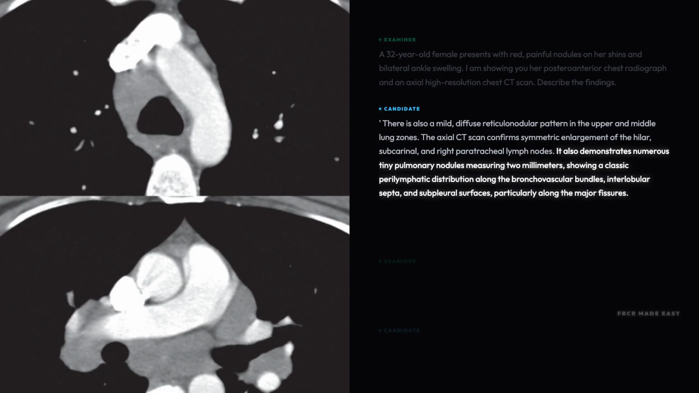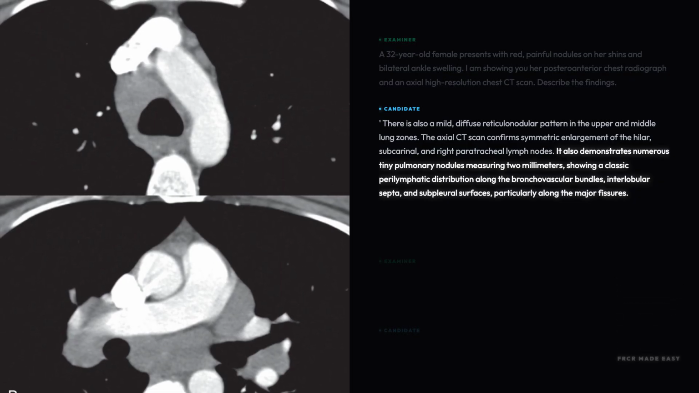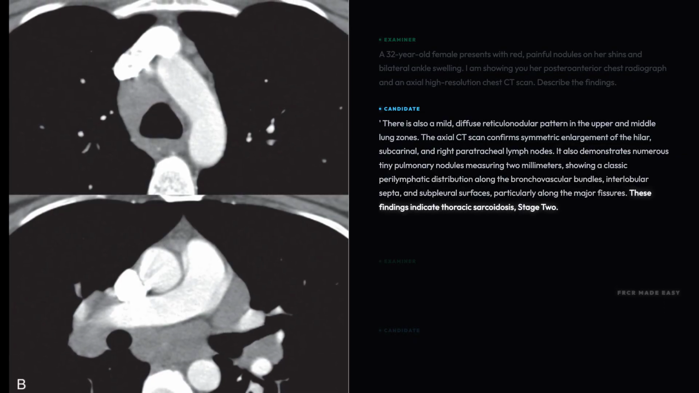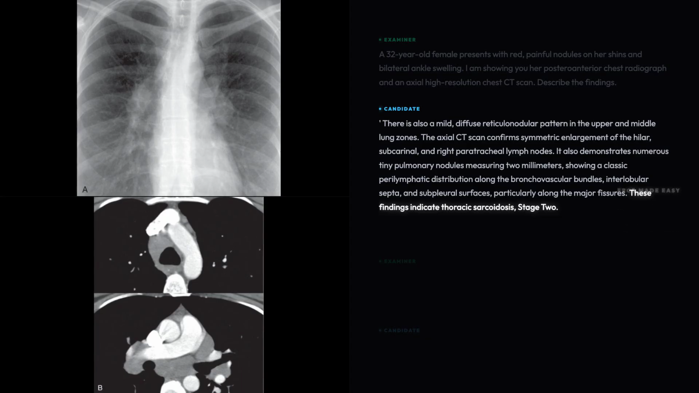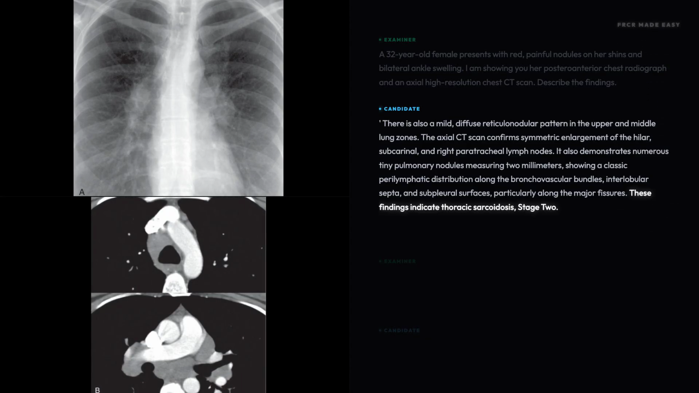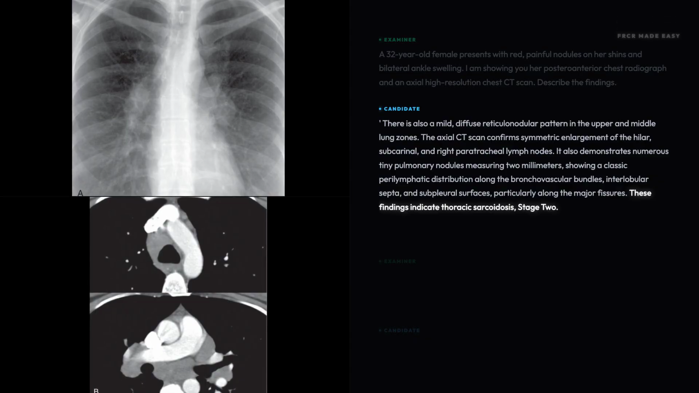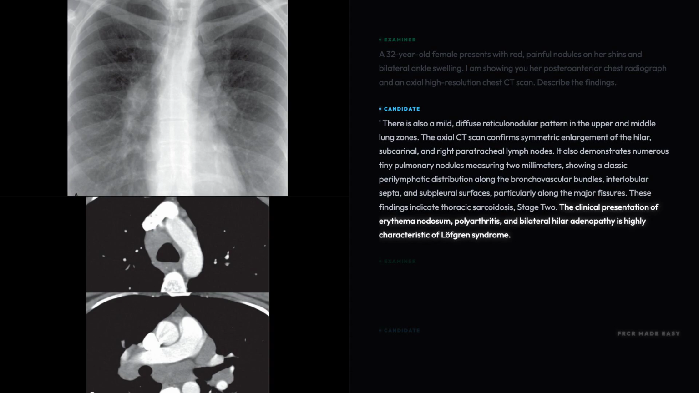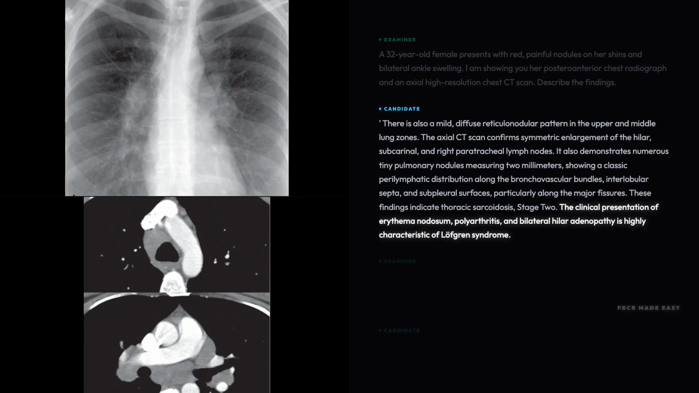It also demonstrates numerous tiny pulmonary nodules measuring 2 millimeters, showing a classic paralymphatic distribution along the bronchovascular bundles, interlobular septa, and subpleural surfaces, particularly along the major fissures. These findings indicate thoracic sarcoidosis, stage 2. The clinical presentation of erythema nodosum, polyarthritis, and bilateral hilar adenopathy is highly characteristic of Löfgren syndrome.